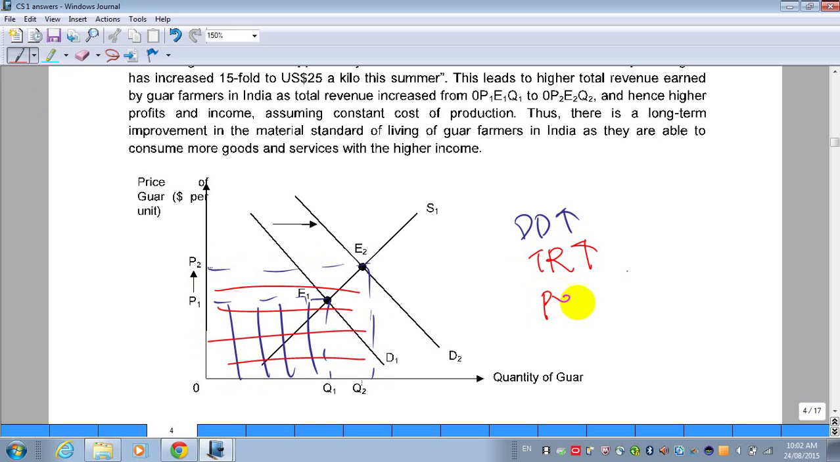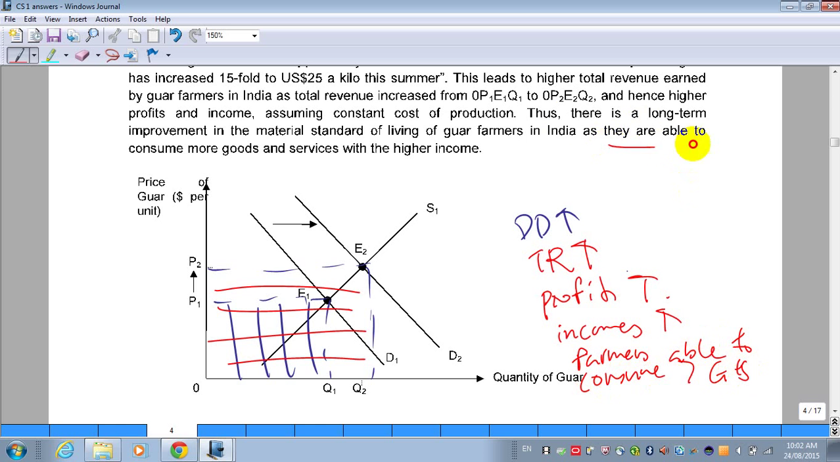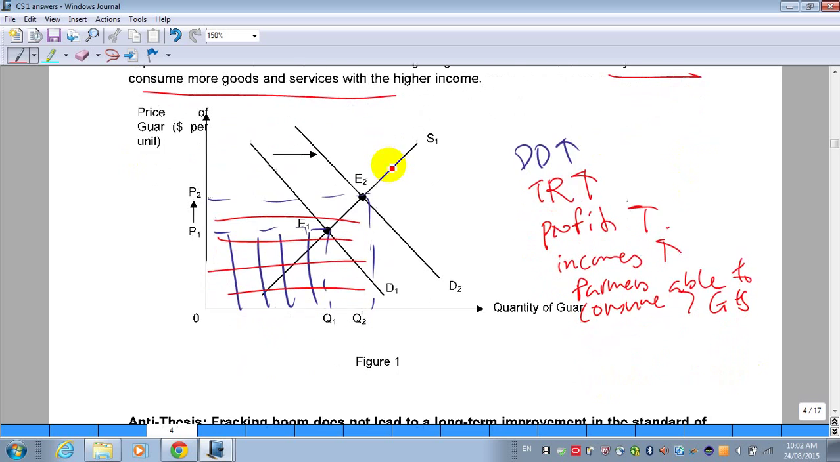Okay, and when TR increases, profits increase, and therefore another word I would expect is that profits increase, incomes increase. Like the incomes of the farmers increasing, right? Farmers able to consume more and better quality goods and services, and therefore I would say that the material aspect of standard of living improves. I would say that.